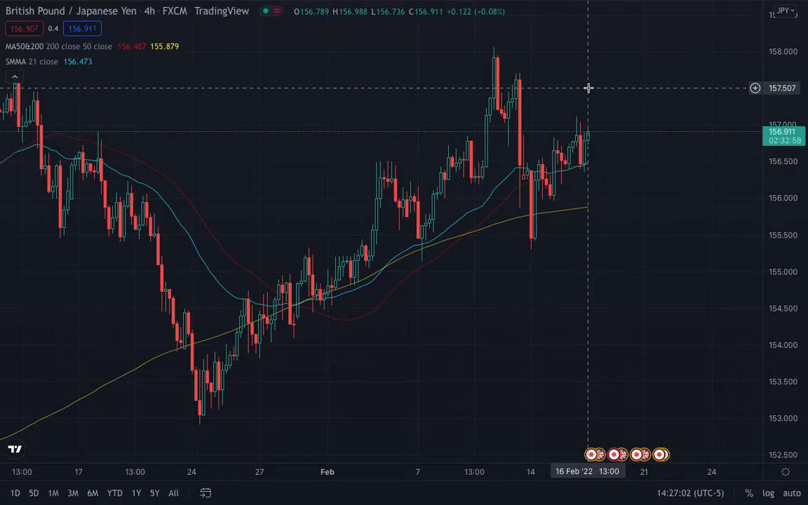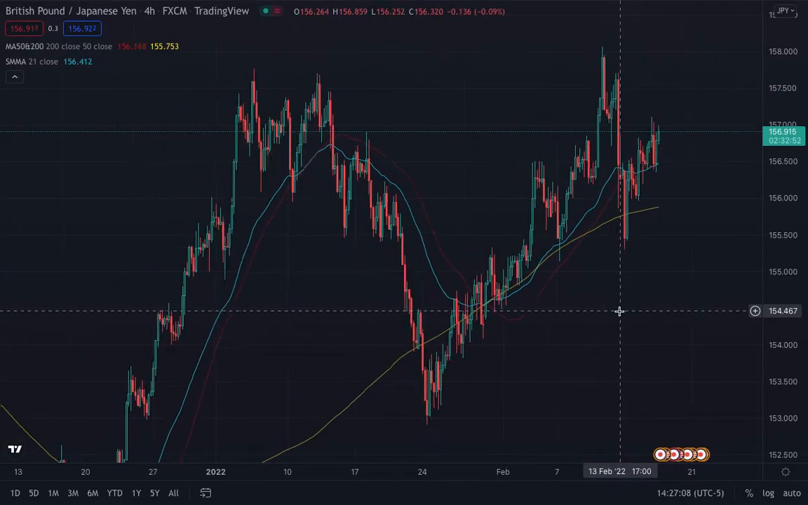If it doesn't rally above, right, we get caught like right here, almost exactly, and we get some little wick rejections, I'm going to take a sell on GJ.